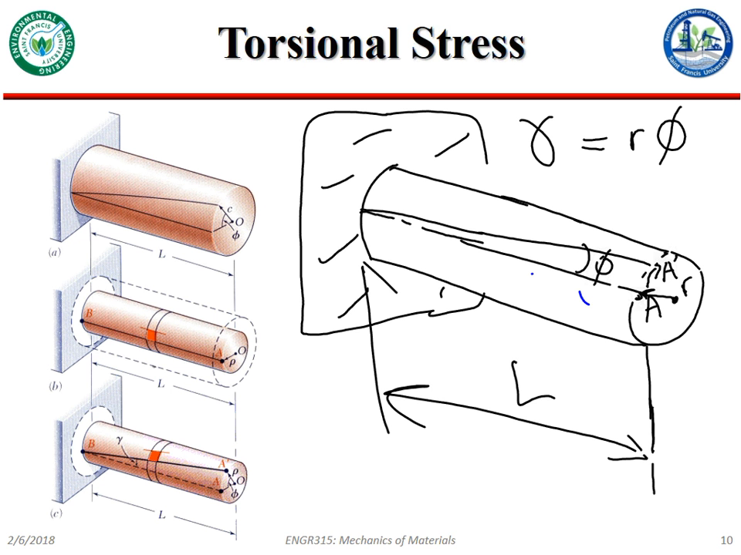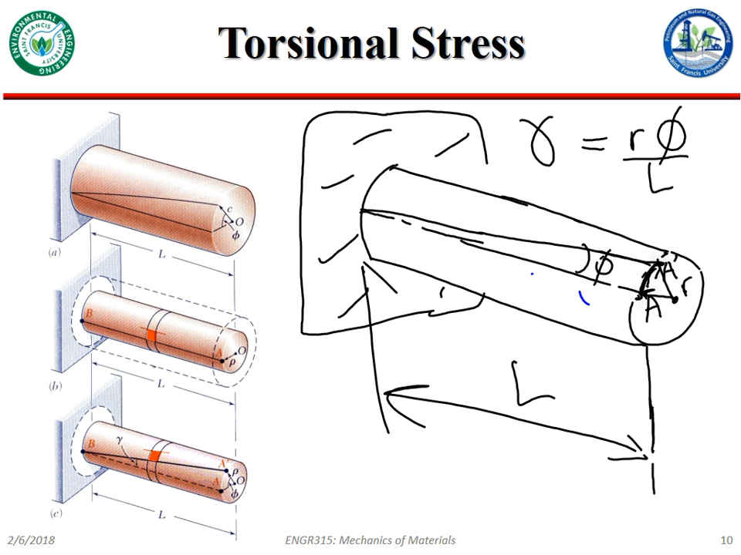So the greater the radius, the larger this deformation at the end is going to be, right? As well as length. I'll go into more detail, but we're almost out of time. So that's the way that we can measure shear strain at any point in the rod.